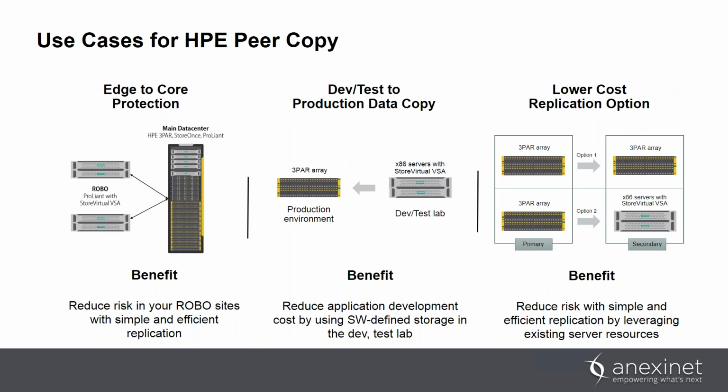Here are some of the use cases for HPE Peer Copy. The first one is edge to core protection. In the main data center, I have my 3PAR, maybe StoreOnce, ProLiant. And at the ROBO offices, I have ProLiant with StoreVirtual VSAs. The benefit here is reduced risk in your ROBO sites with simple and efficient replication. The next use case is dev test to production data copy. I have my 3PAR array in my production environment and x86 servers with StoreVirtual VSA in my dev and test lab.